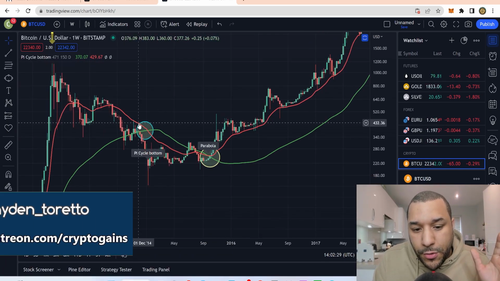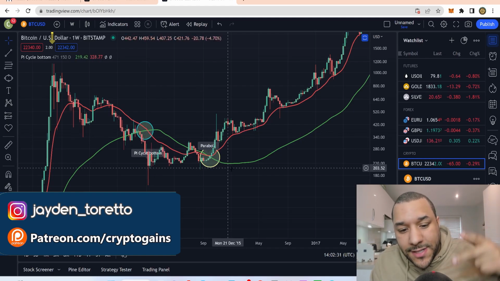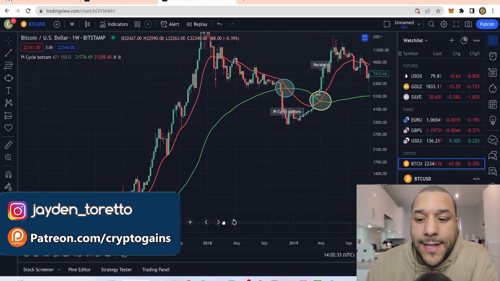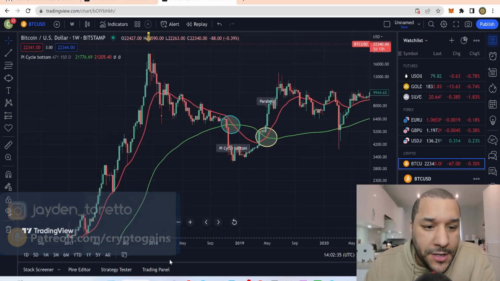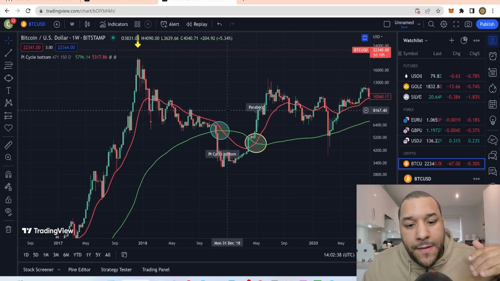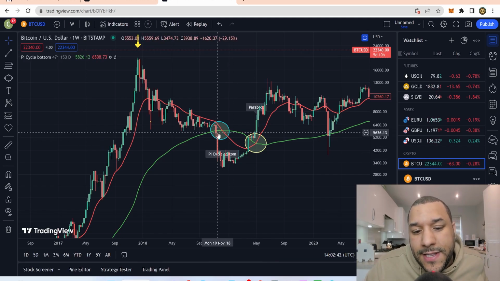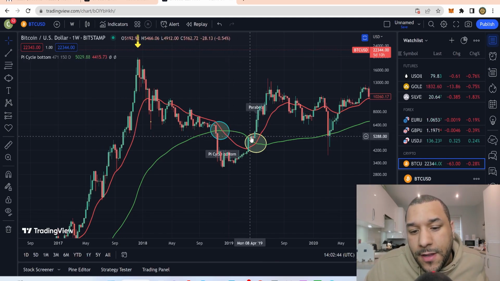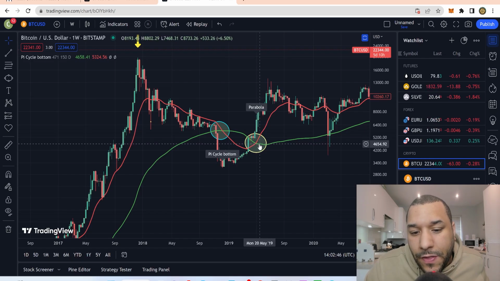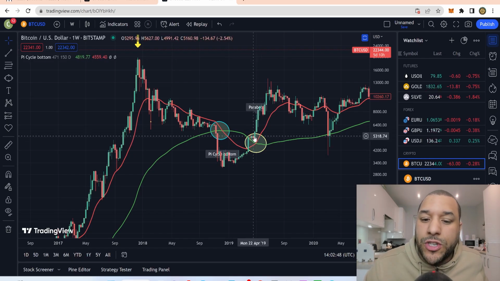These two entries: the blue entry, the first cross, and the second cross. So let's take a look at the 2018 cycle, and you'll see what I mean. So we had the massive crash down. We saw our first cross right here, and then the second cross was when this green line crossed with the red line. Once we saw that, price action came shooting up.